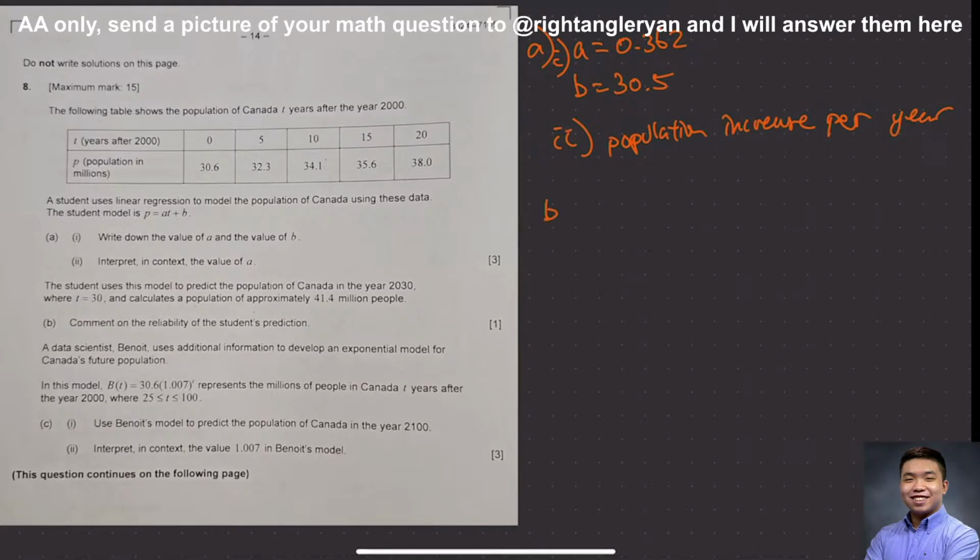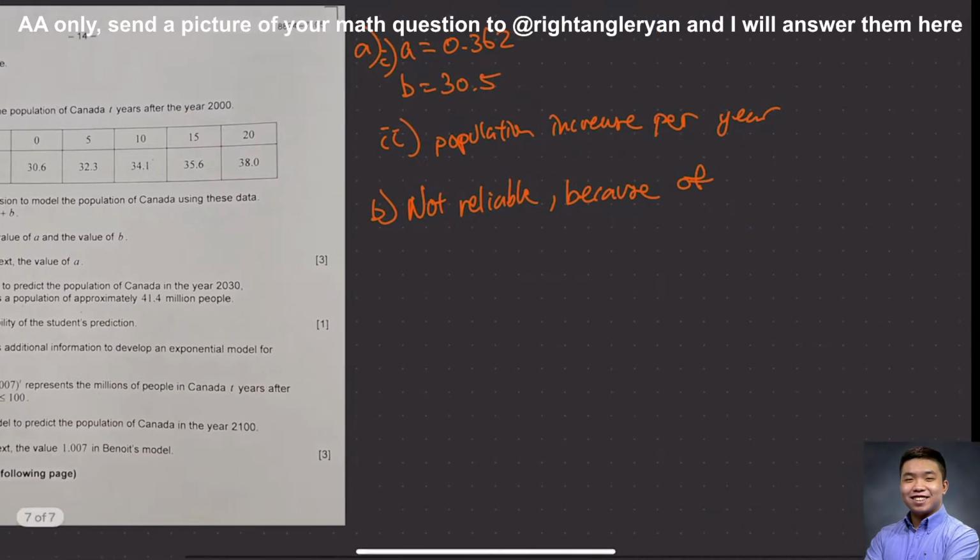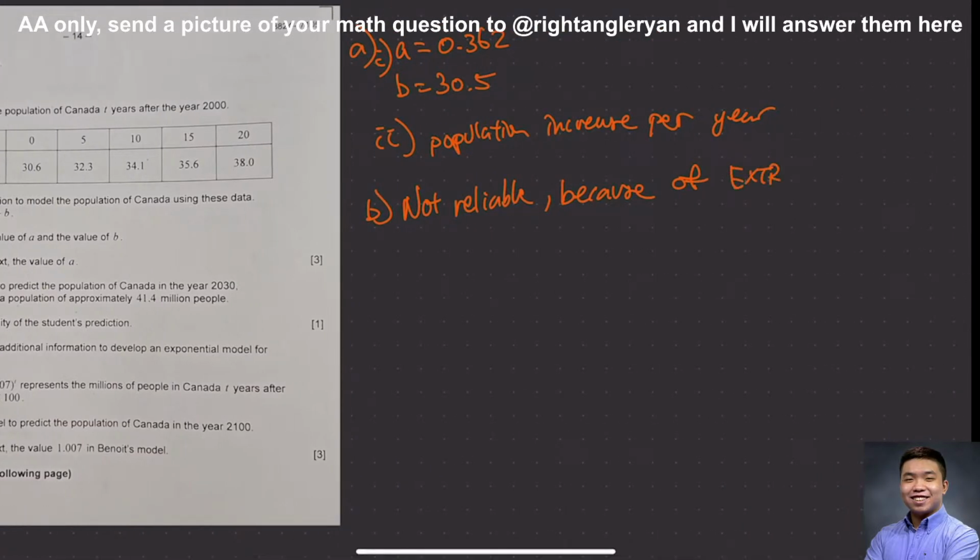Now, part B. Comment on the reliability of the student's prediction. The student uses his model to predict the population of Canada in the year 2030, where t is equal to 30, and calculates the population to be approximately that. Comment: not reliable because of extrapolation. You have to say the word extrapolation.